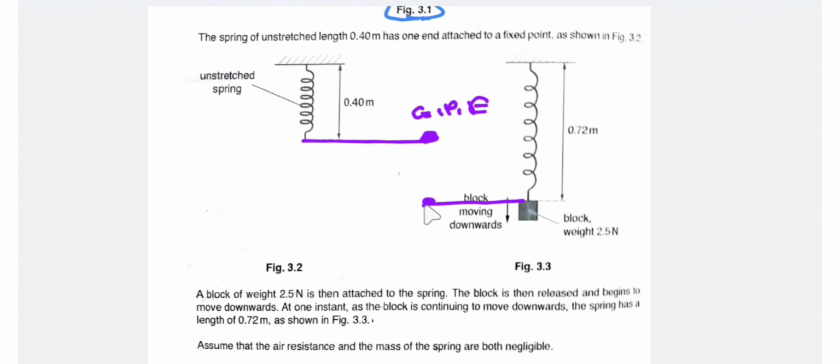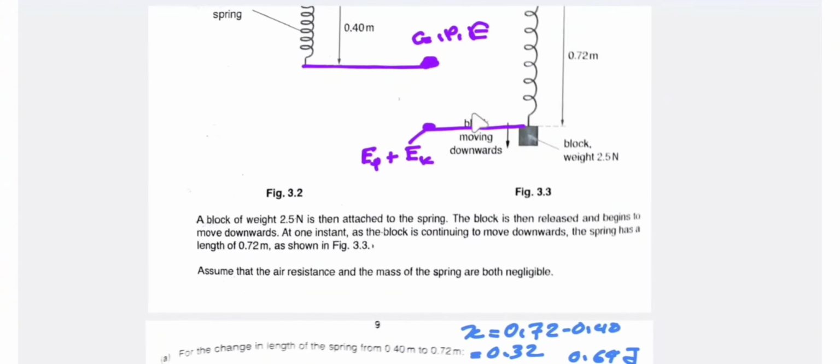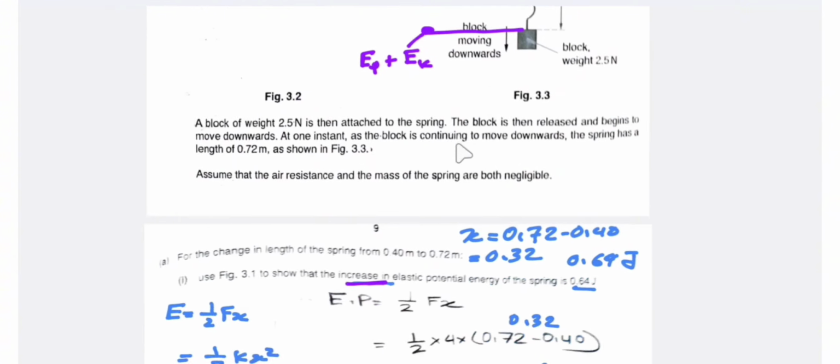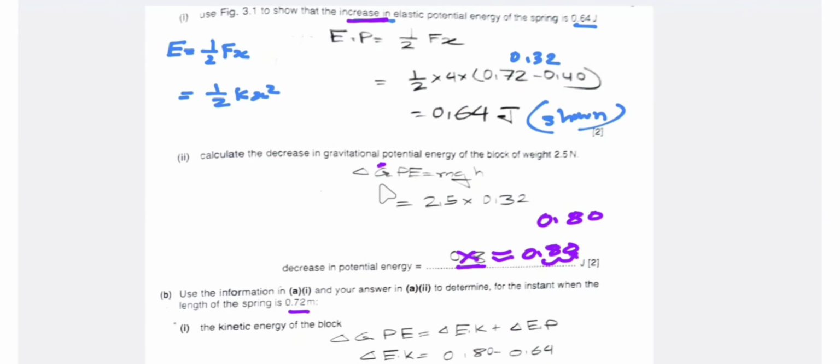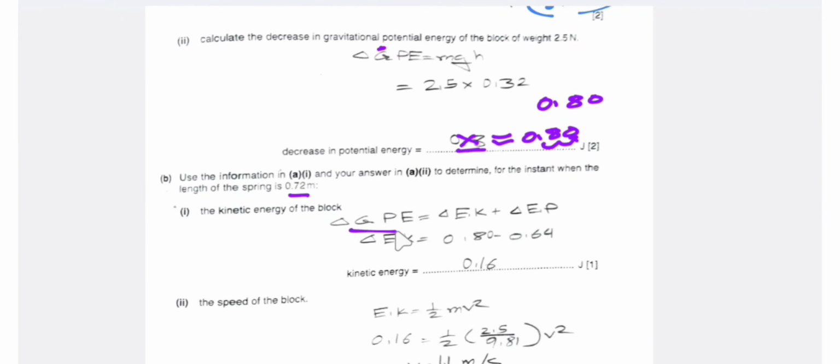After the spring extends, it obviously has elastic potential energy, plus kinetic energy, that is EK. So initially we have gravitational potential energy, and this gravitational potential energy is converted to kinetic energy and elastic potential energy, the elastic potential energy being due to the extension of the spring.